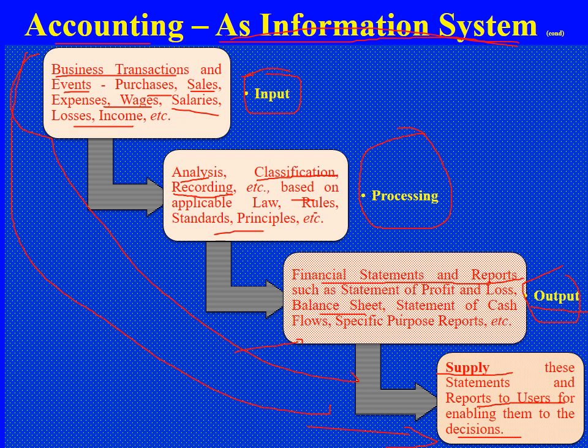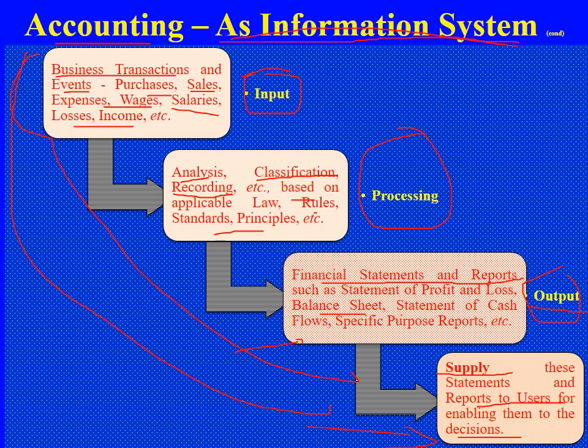Why means inputs are there which are processed, and then the output has been produced which will be finally supplied. See here, we have inputs. Inputs means in a business we have huge business transactions. Many kinds of events will take place like purchases, sales, expenses, wages payment, salaries payment, incomes, losses, everything will happen. So it doesn't happen in a single way. It happens on a frequent basis. So all these raw data should be processed properly.